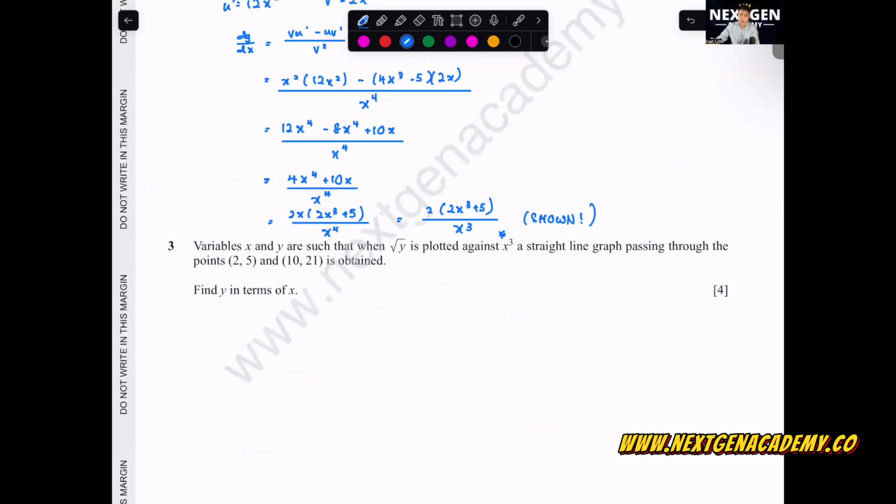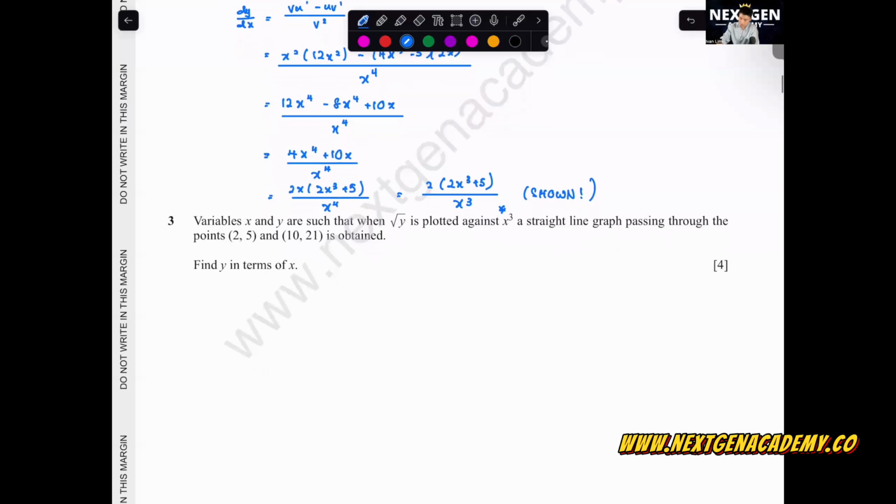Okay, let's go to question number 3. Variables x and y are such that square root y is plotted against x cubed. A straight line graph passing through the points (2, 5) and (10, 21) is obtained. Find y in terms of x. This is a straight line graph question.